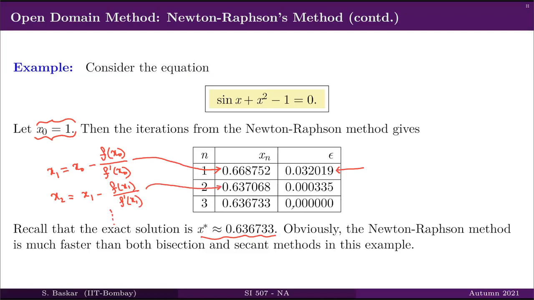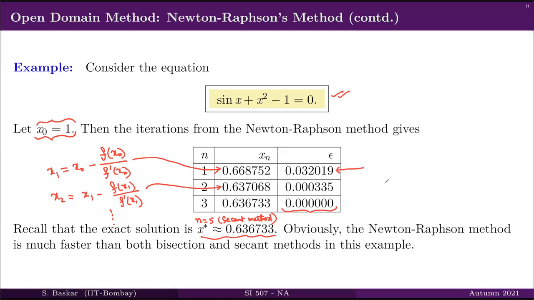If you recall, we got the error to be 0 up to 6 digits in the secant method at n is equal to 5, right? Whereas in Newton-Raphson method, we achieved the accuracy up to 6 digits at the third iteration itself in this particular equation. That gives us a feeling that Newton-Raphson method may be converging much faster than bisection method and secant method. Well, in fact, it is true in certain cases. Under certain hypotheses, in fact, we can show theoretically that the order of convergence of the Newton-Raphson method is 2.